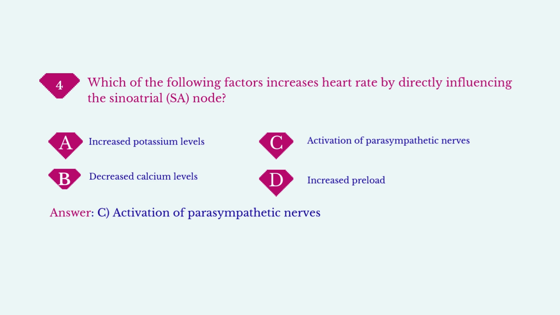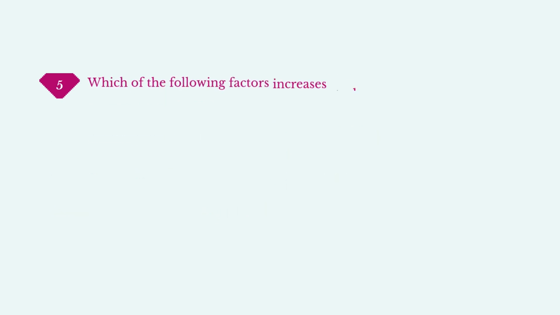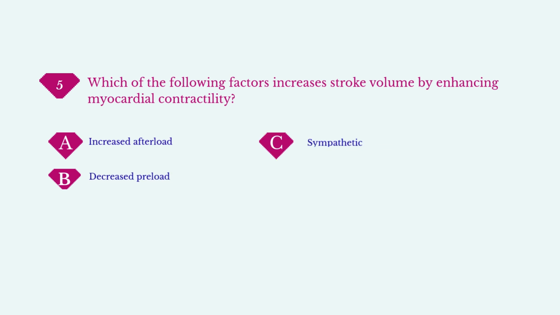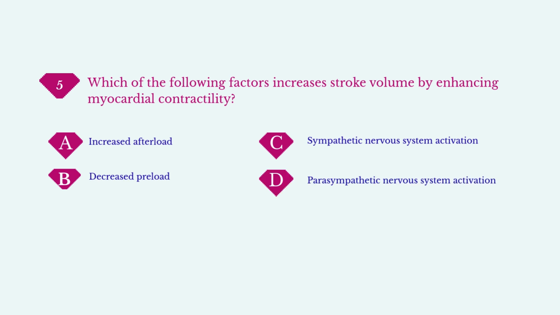Activation of parasympathetic nerves. Which of the following factors increases stroke volume by enhancing myocardial contractility? A. Increased afterload. B. Decreased preload. C. Sympathetic nervous system activation. D. Parasympathetic nervous system activation. Answer: C. Sympathetic nervous system activation.